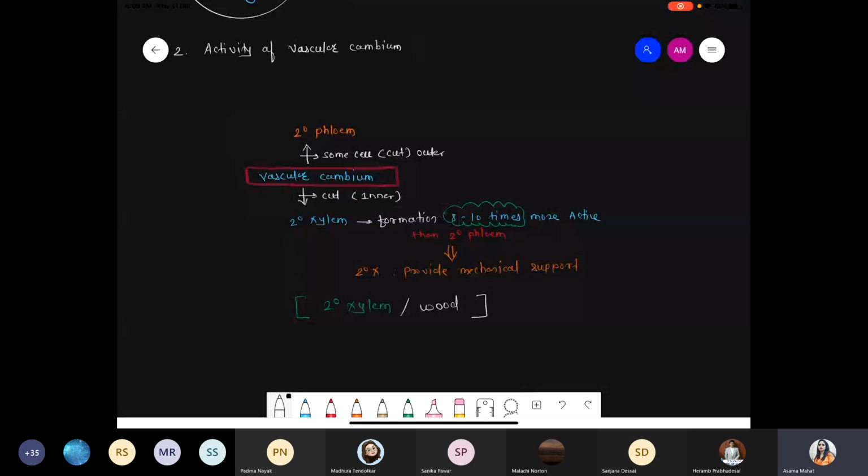Second point, activity of vascular cambium, and this is the information. Clearly, we mentioned one point. Once vascular cambium gets formed, slowly they get redifferentiated. Obviously, some cells cut and they form secondary phloem, meaning they get redifferentiated and now they can form secondary phloem and the secondary xylem.